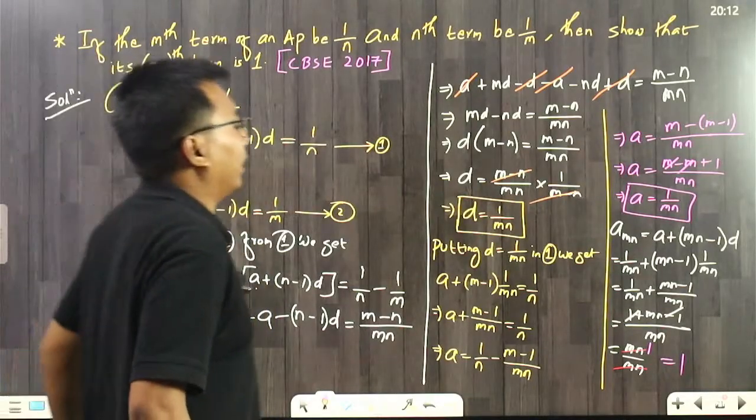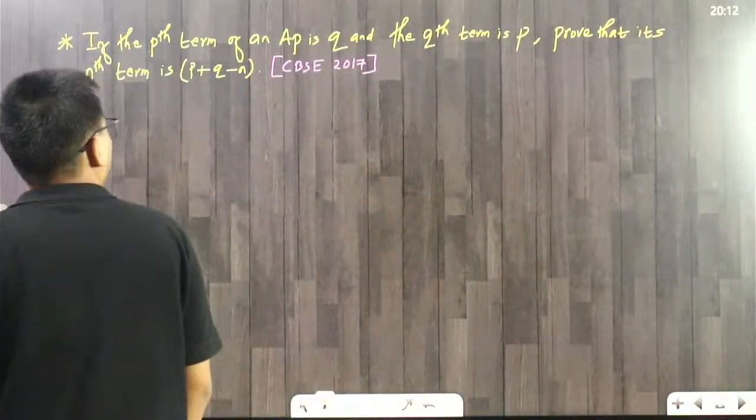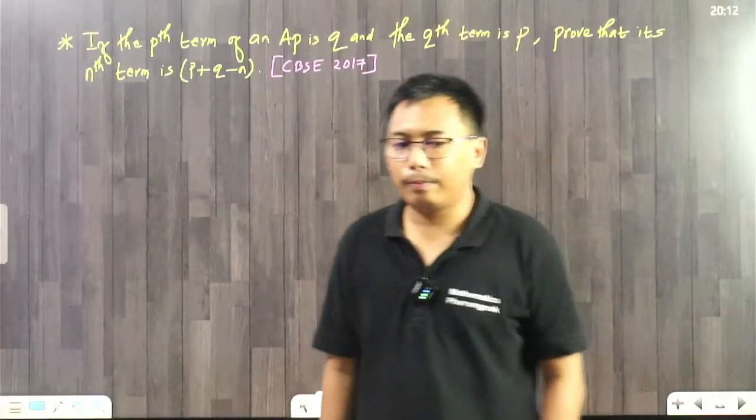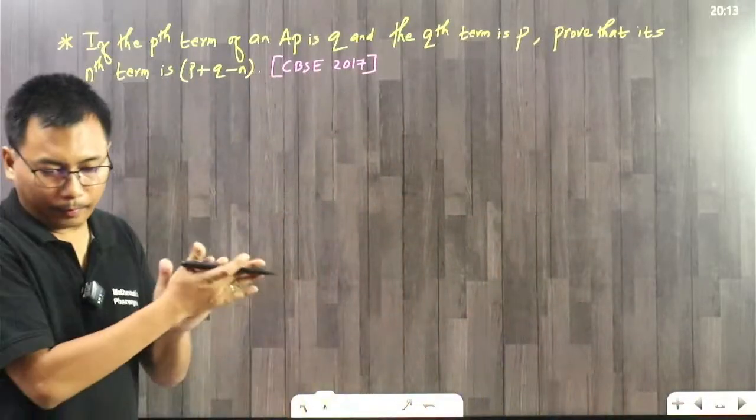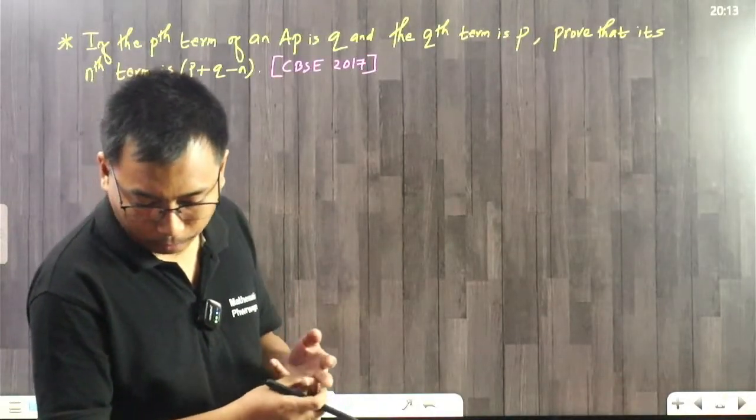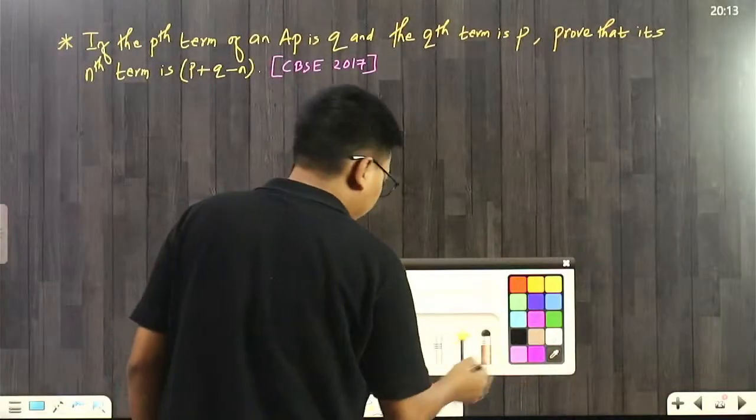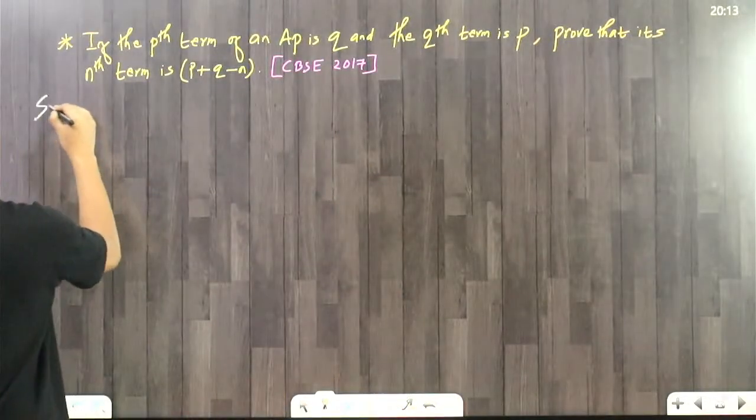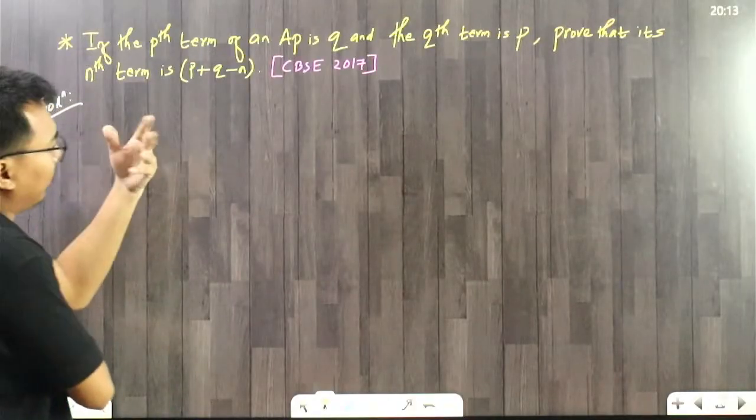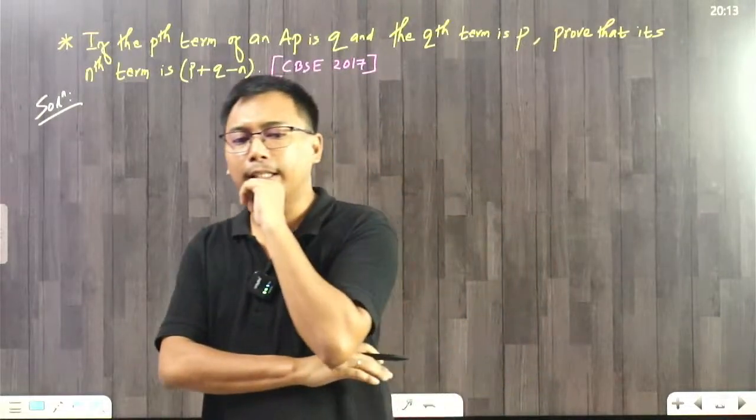So let's move on to our next question now. Again a previous year question, a PYQ. How many are here? 14 are watching. All right. Read the question first. If the pth term of an AP is Q, it's almost the same as the previous one.